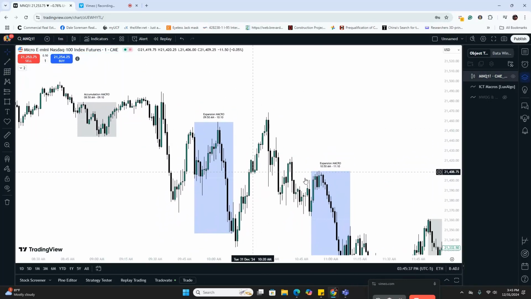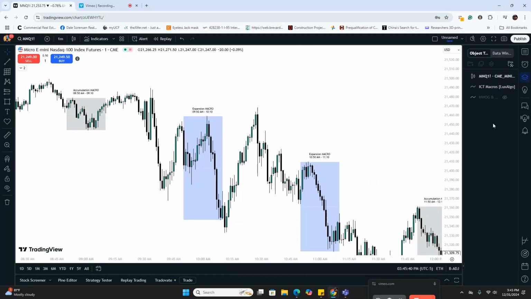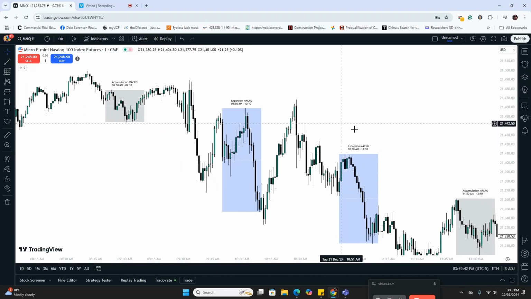We are going to break down price action December 31st, 2024. Hope y'all have a happy New Year's, but let's get into it. First thing we have to establish is higher time frame. You look at the daily, you look at the 4 hour, and you look at the 1 hour. It is bearish.